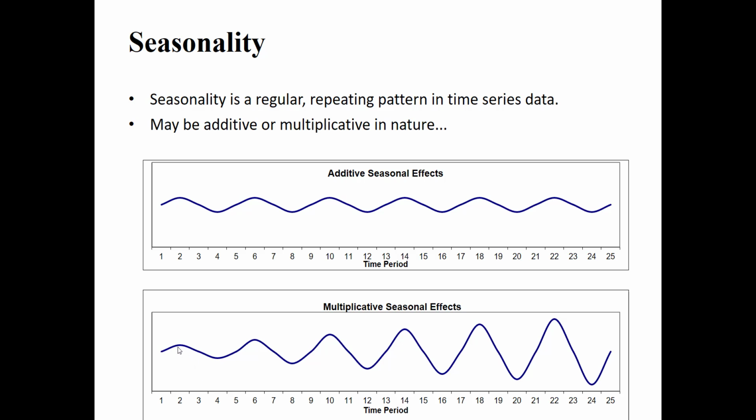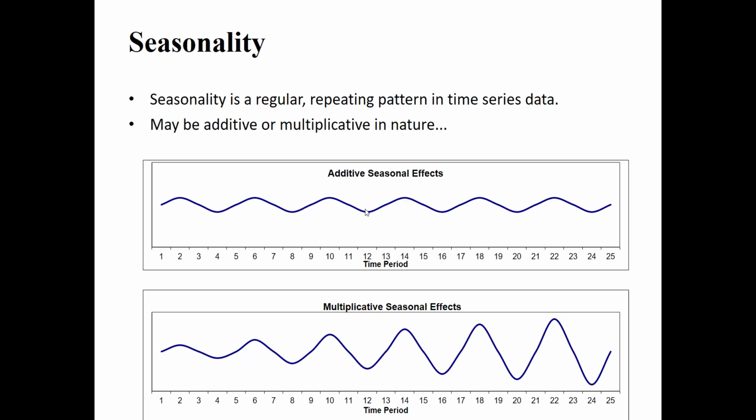You can see in the first part of this graph, which shows the additive seasonal effect, the seasonality happens, and from time period 2 to time period 6, the data is repeating. Also from time period 6 to period 10, you can see again the repetition of the data. So there is a pattern happening, up and down, and this pattern is repeating again.